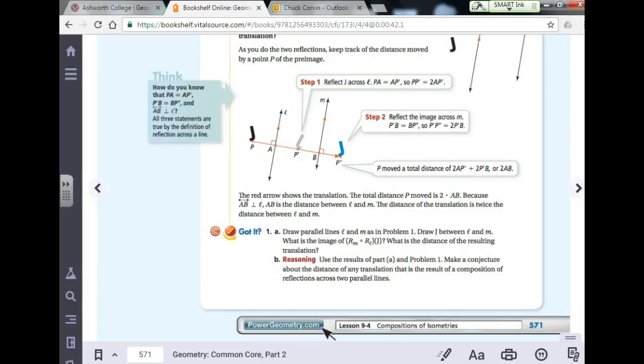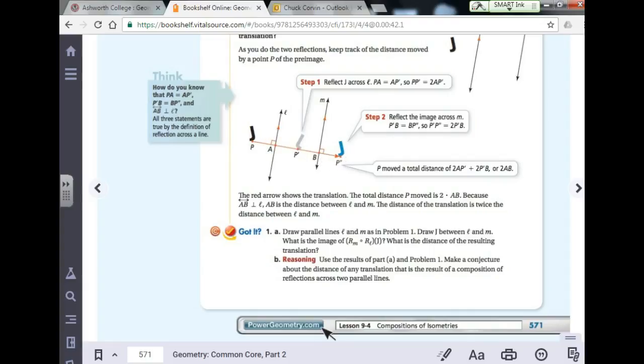Now, if we reflect it again over this line, it's got to be perpendicular to this line, and it's got to be the same distance across from where that point was to where it is across the line in the reflection. That is the same distance there. So again, that equals that.